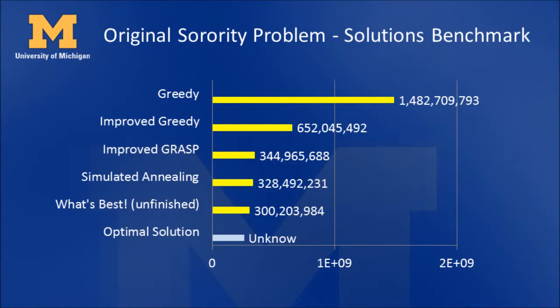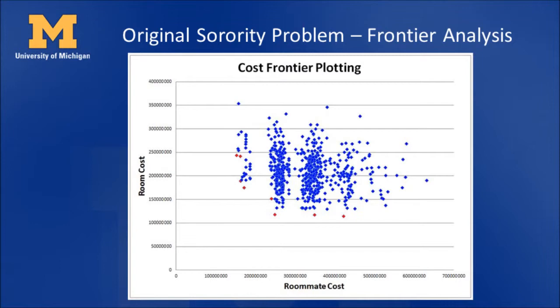Finally, we explored the original problem with these solvers, and the results are displayed in this table. As a multi-objective problem, the cost is calculated by summing the room cost and roommate cost, so it is very important to see the trade-off frontier analysis. In the plot, we are interested in the red dots, which represent the best feasible solutions. For example, if a sorority emphasizes a better roommate arrangement rather than a better room assignment, then the red points on the upper left corner of the plot are recommended.